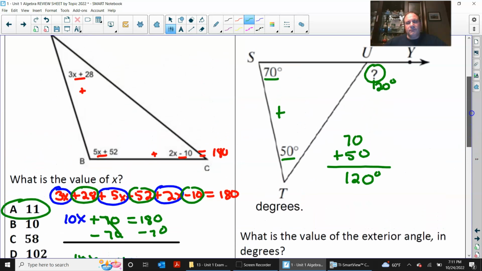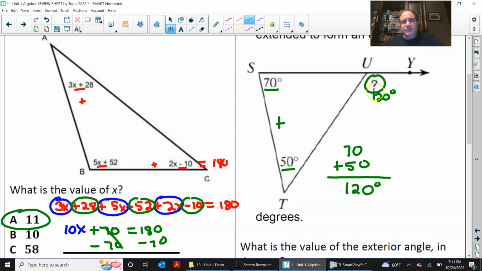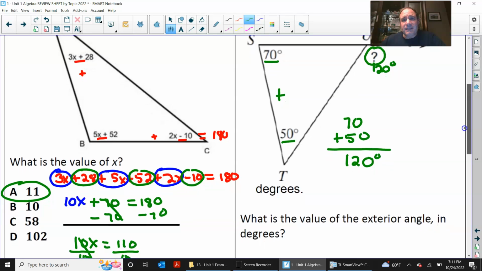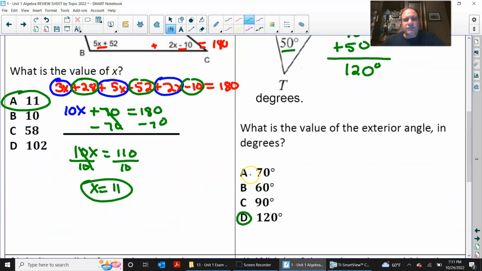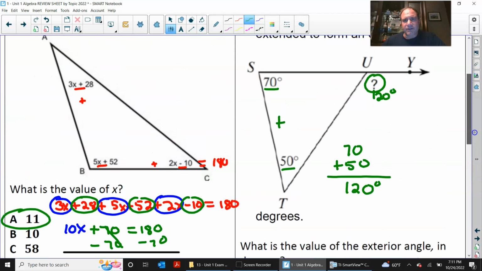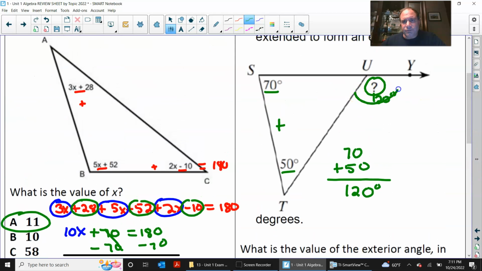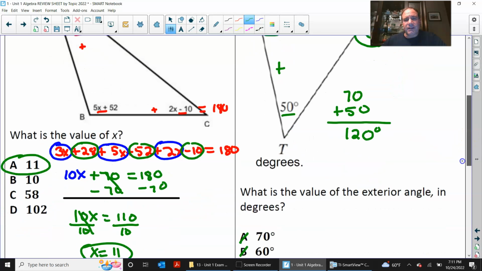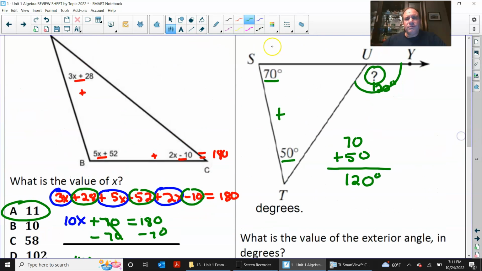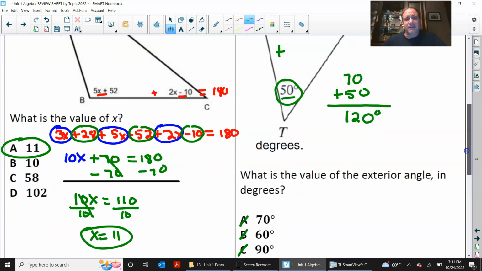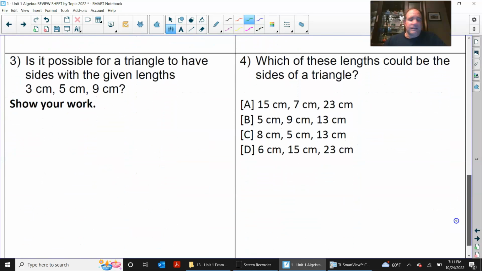One thing I do want to say, this is an obtuse angle. An obtuse angle is greater than 90 degrees. Take a look at that exterior angle. It is obviously greater than 90, but just remember the two non-adjacent interior angles, not next to the exterior angle, if you add them up, it'll always equal the exterior angle. So D is your answer.